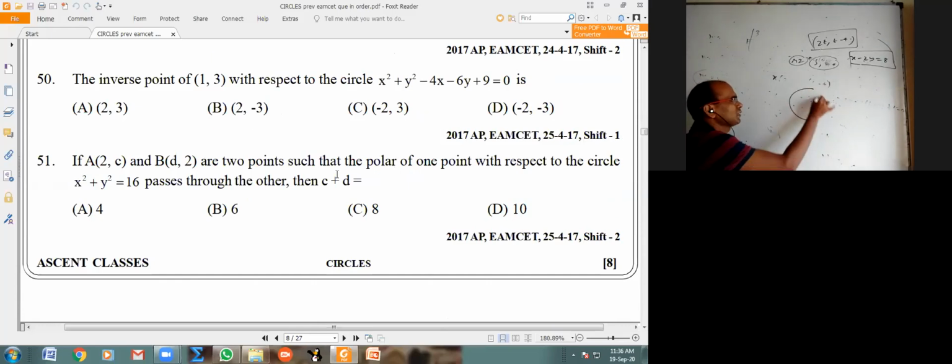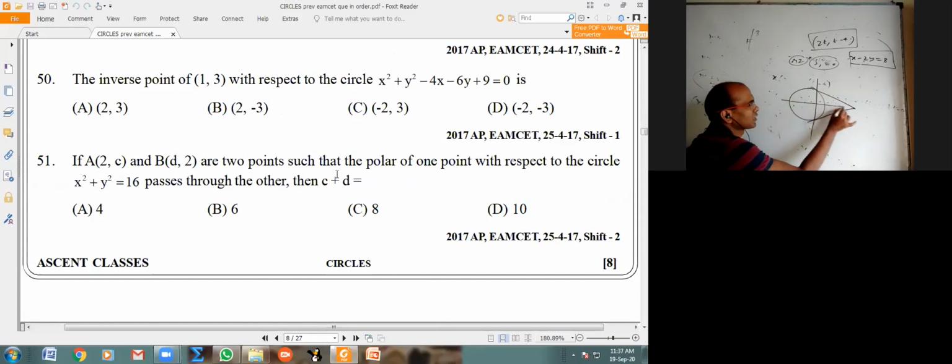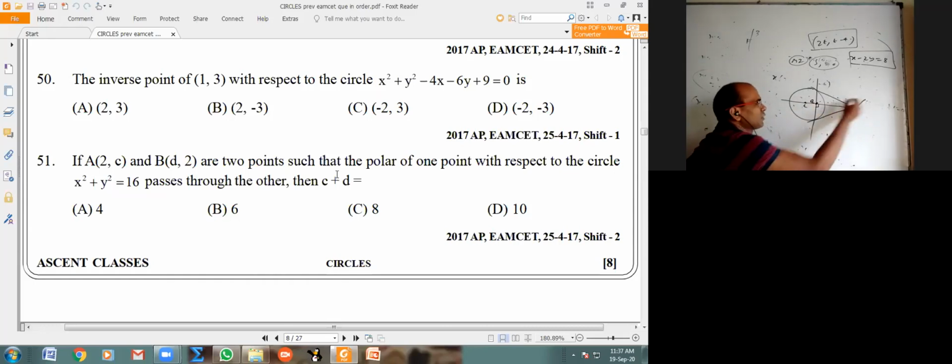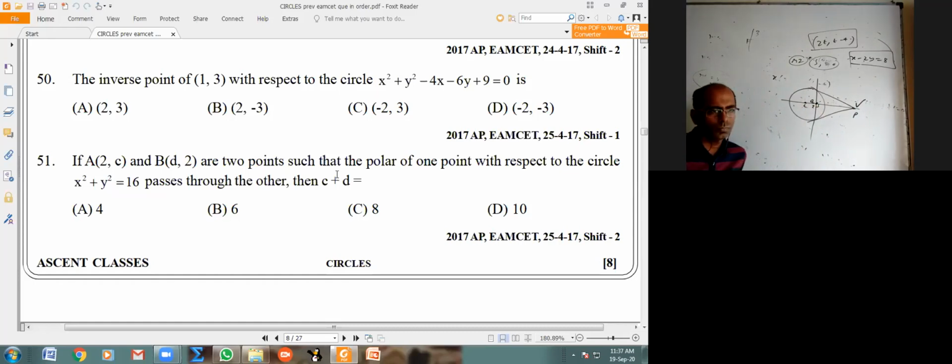If you take a circle, take a point outside that and draw two tangents. And this is the chord of contact. And join to the center. This point will be there. This is P, this is Q, this is center. For this point, this is the inverse point, and for this point, this is the inverse point. Let's say P is given to you and they want Q. How will you find it?